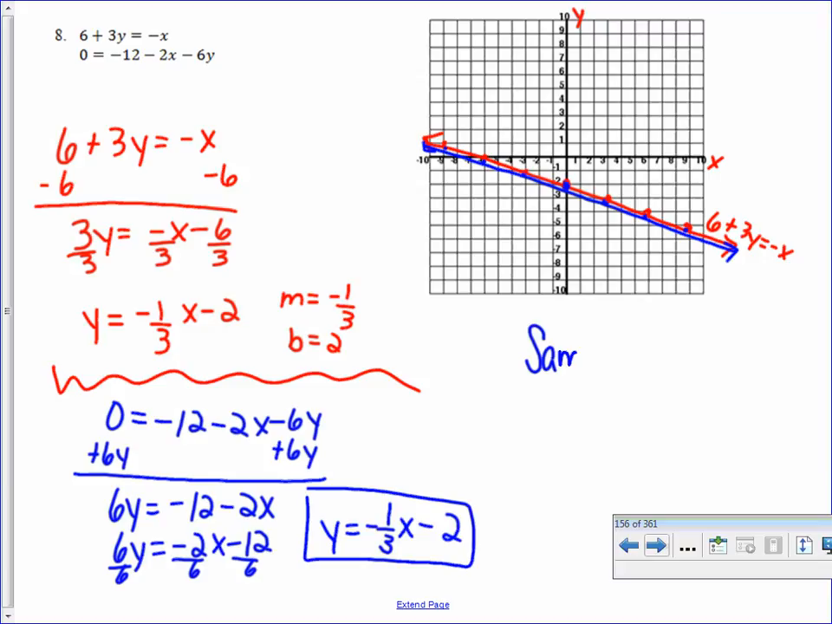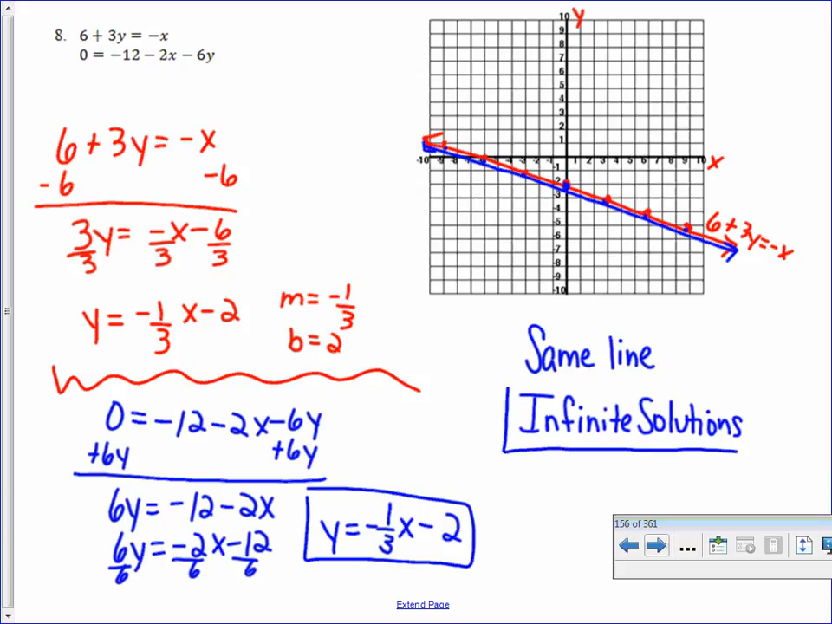Same line. I have the same exact formula for both of those lines. If I have the same line, I am going to have infinite solutions, because every single point that lies on that same line could be a solution to both of these equations. So that is my other scenario that I have, infinite solutions.